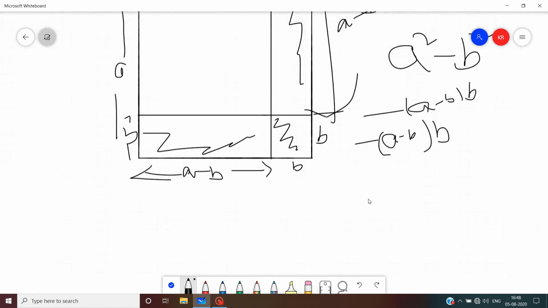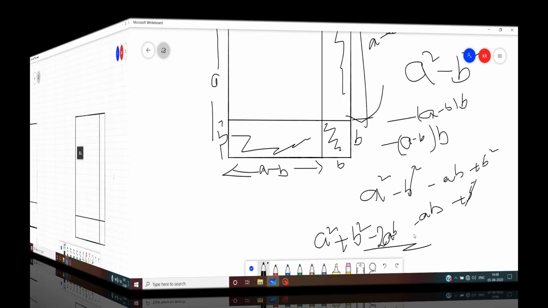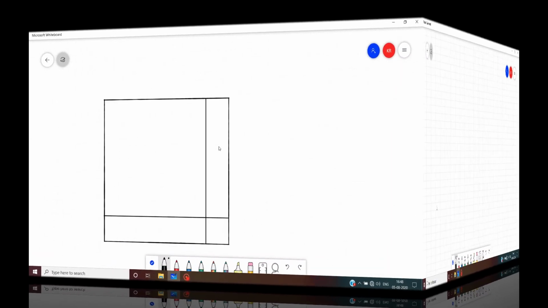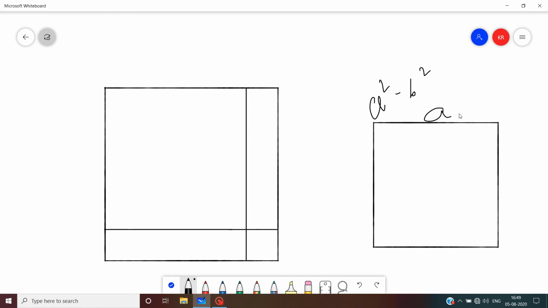So after simplifying this, a square minus b square minus ab plus b square minus ab plus b square. So plus and minus cancel. As a result, a square plus b square minus 2ab. So this is (a - b) whole square. So come to the last part, a square minus b square. Okay, how do I achieve this? What it says is, from a square area with side length a, I am removing a part, square b.